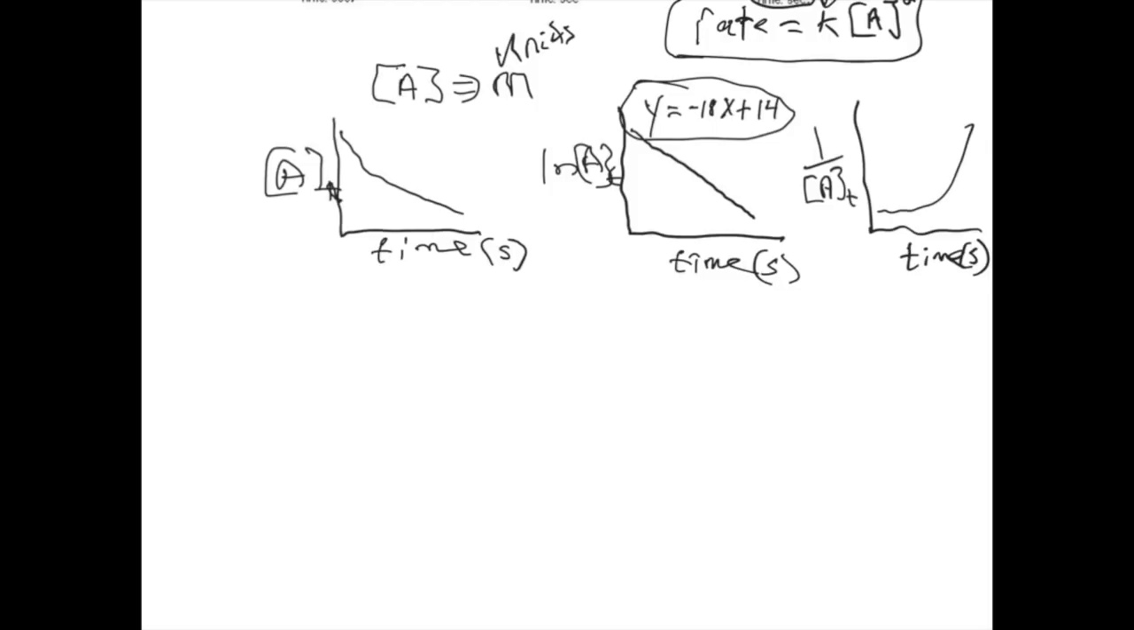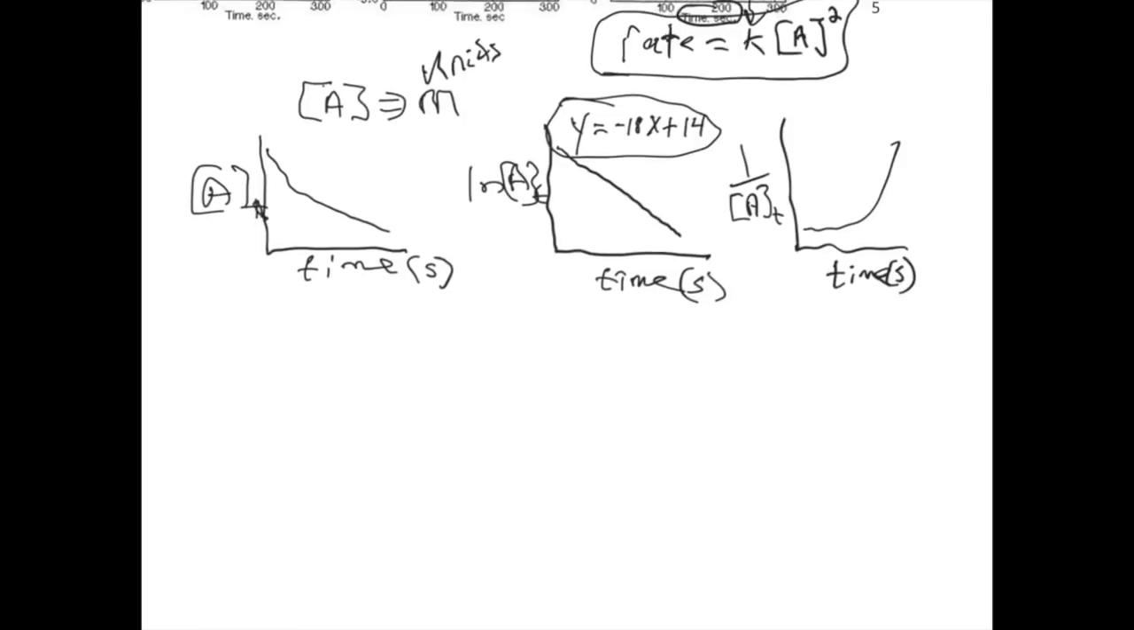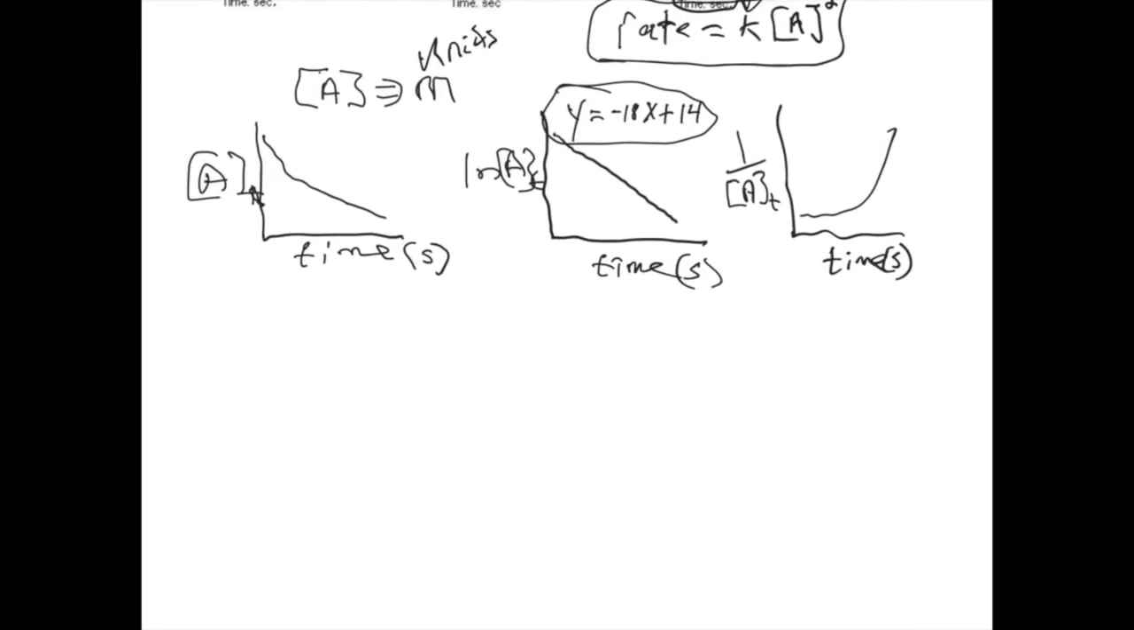You might see something like that when you do this for your lab. You will be doing this for your lab. You're going to collect some data. You're going to plot it 3 different ways. And whichever one gives you the straight line, that's the one that tells you what the order is. Okay, what's the rate law for this?